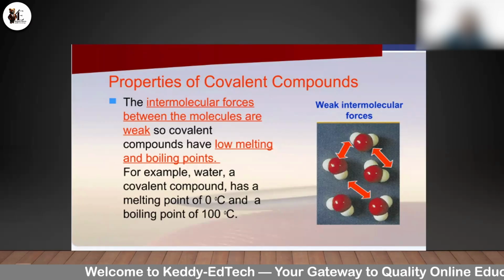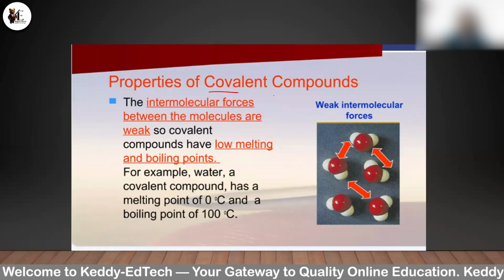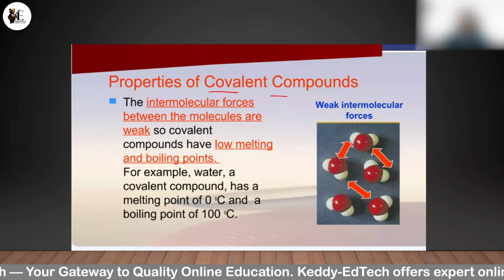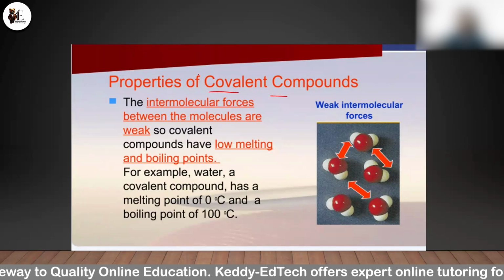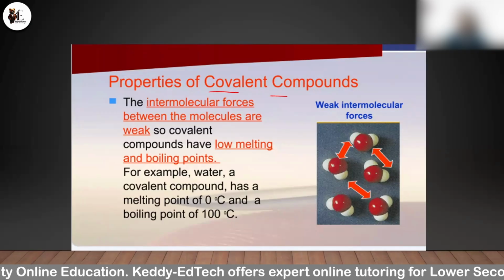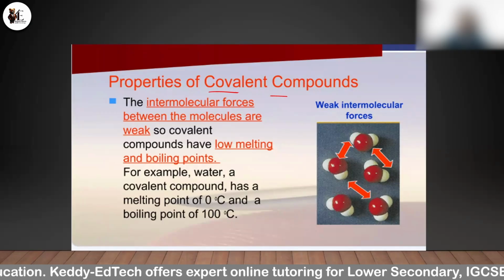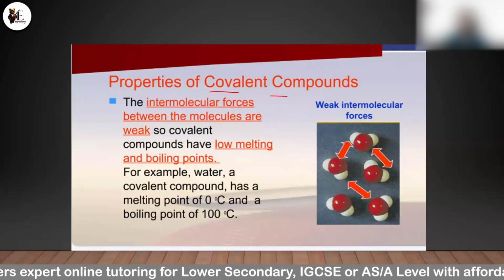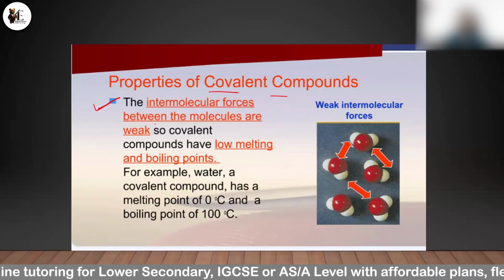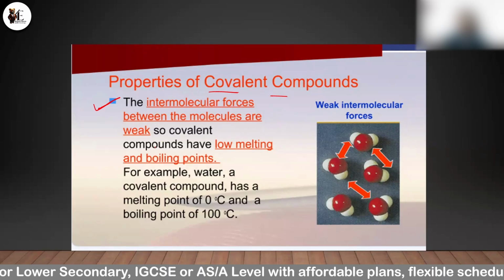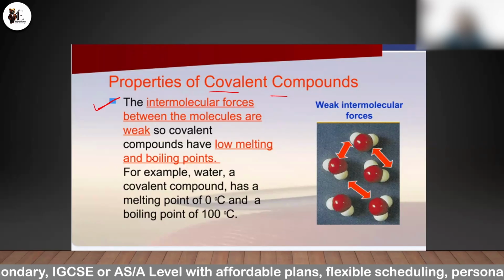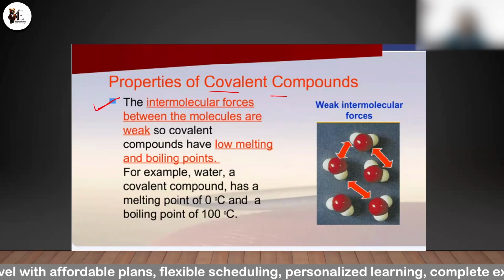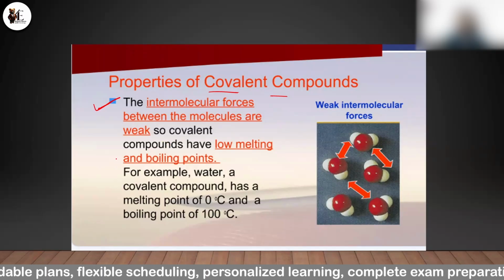So today we are going to learn about the properties of covalent compounds. We have studied what ionic compounds and covalent compounds are. In covalent compounds, sharing of electrons happens. As I told you, ionic bonds are very strong because they have strong electrostatic forces of attraction between them. That's why they have a high melting point. But here, the intermolecular forces between the molecules are weak. So that's why covalent compounds have low melting and boiling points. This is one major difference between ionic compounds and covalent compounds: high melting and boiling points versus low melting and boiling points.